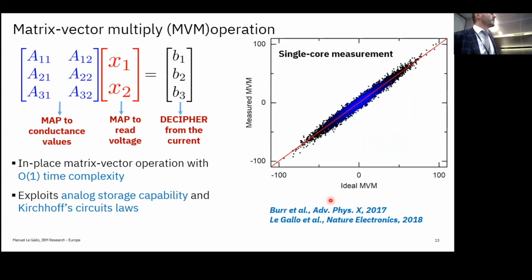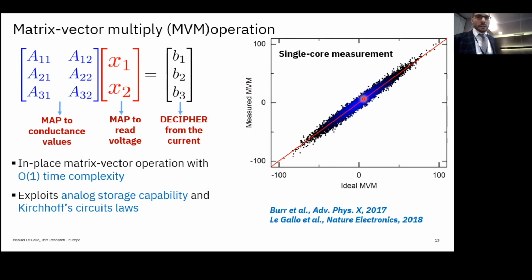But yeah, because of the conductance distributions that we have and the drift and all the stuff I've been talking about before, you don't get floating point precision with this, right? So here, this is again a measurement from the chip, and as you can see, there is a spread around the red line, which would be a floating point calculation, right?